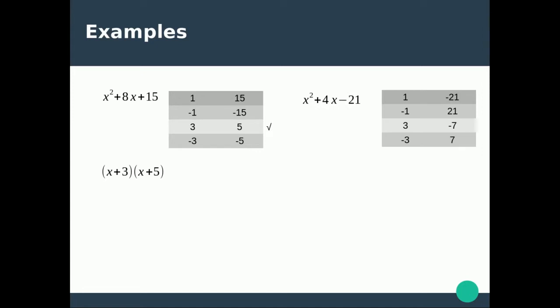I want the pair that when I add them together give me positive 4. And we can see that that's the last pair. So our brackets are x with a negative 3 and x with a positive 7.